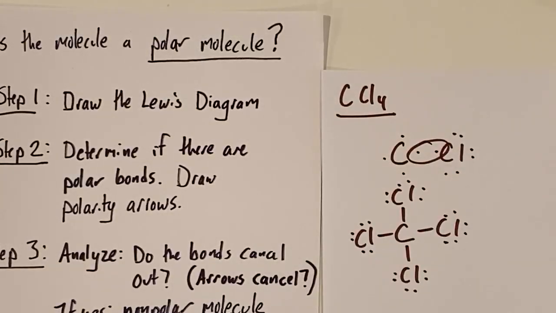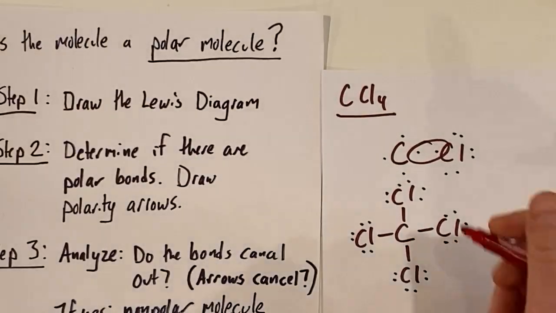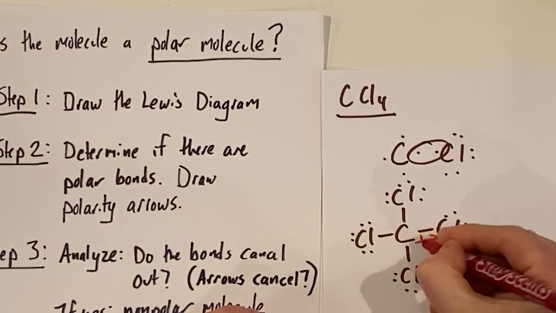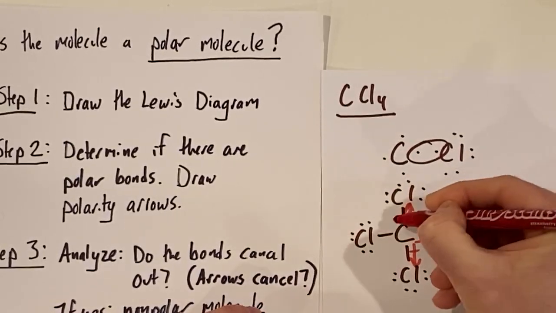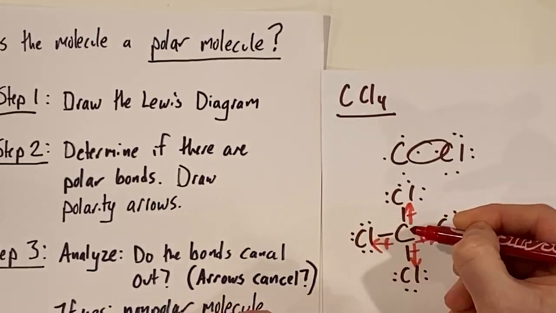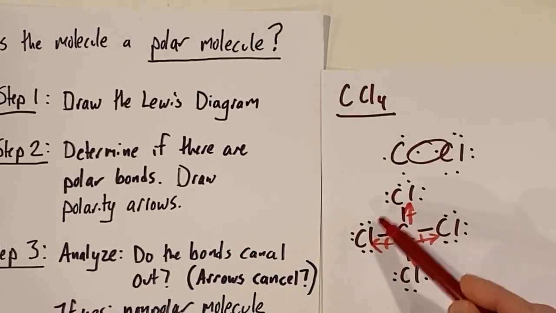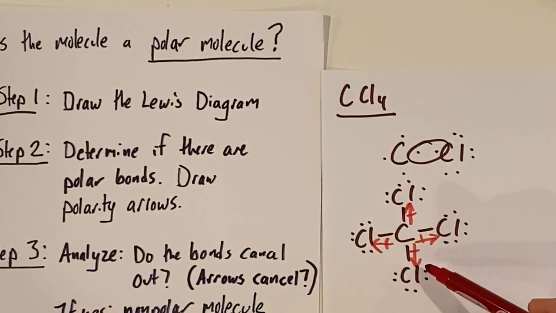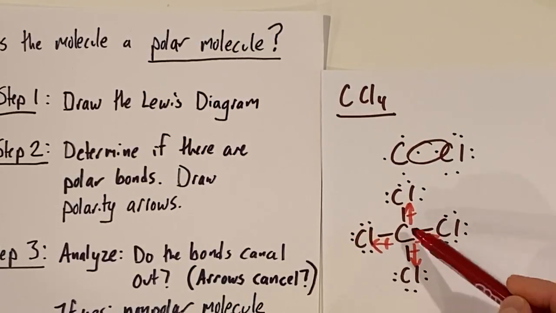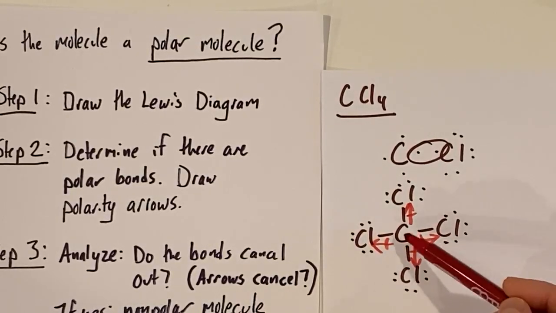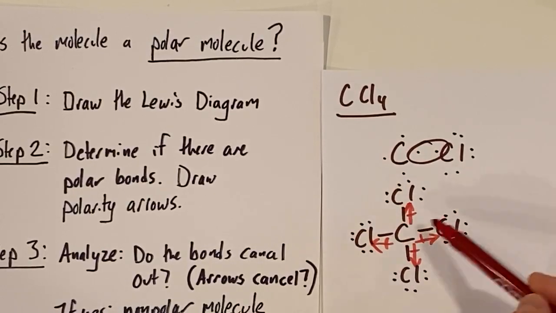So let's diagram this with polarity arrows. Going to be an arrow this way, an arrow this way, an arrow this way, and an arrow this way. Notice, we're going to diagram each of these carbon-chlorine bonds with polarity arrows. And the analysis for each bond is going to be identical because they're all carbon and chlorine bonds.